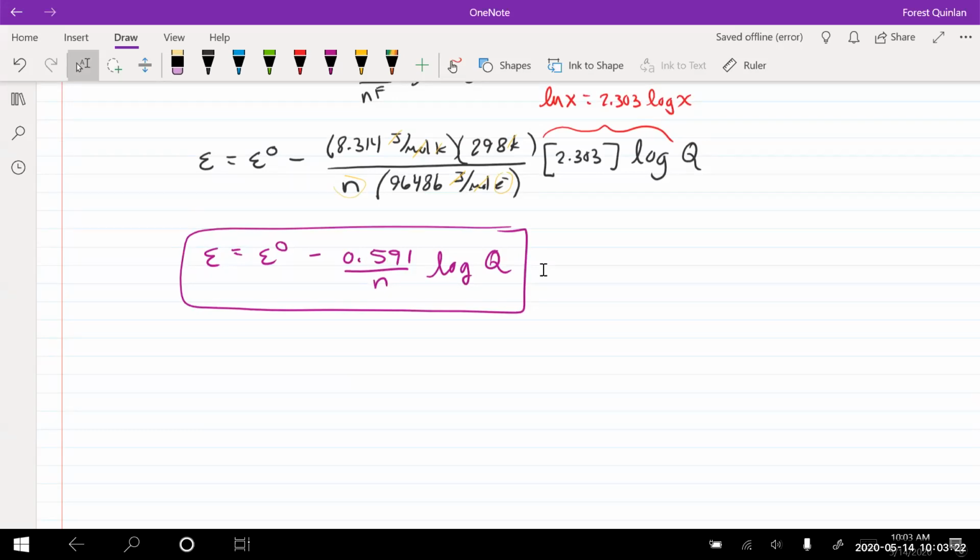So we start with the Gibbs. We convert that all to voltages. And what we see is a way to equate whatever voltage you're at now by comparing it to the standard state. So this is comparing voltages to standard state voltages.